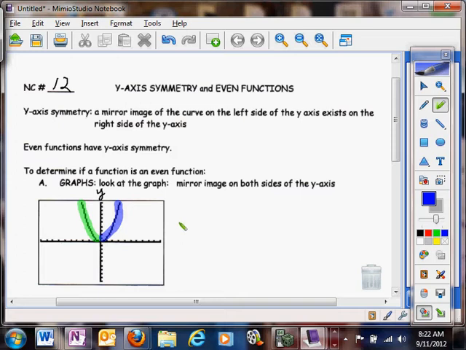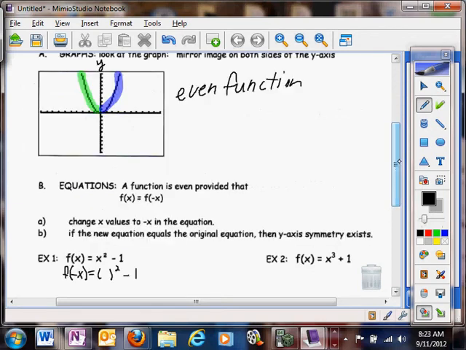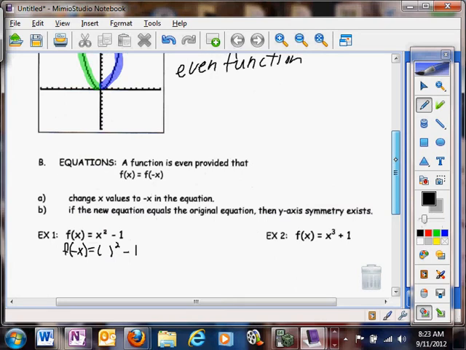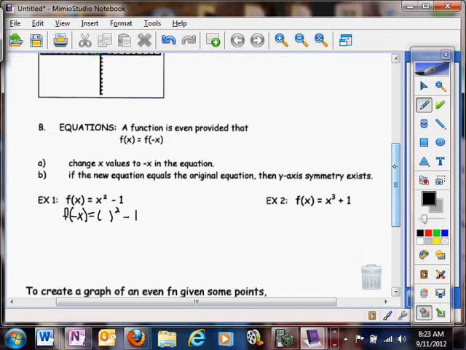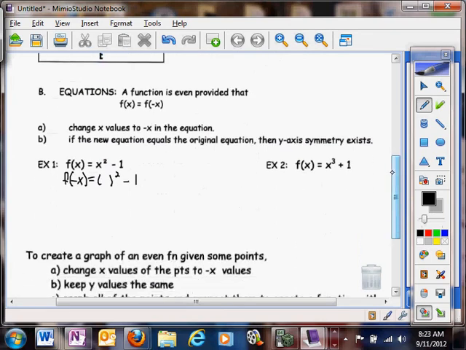So it says here to determine if a function is an even function, we have to look at the graph. And if we have y-axis symmetry, which we've already determined here that we do, then we have an even function. That part's pretty easy. This next part is easy, but it's not as easy as the previous part. Or I hope it's as easy as the previous part was.